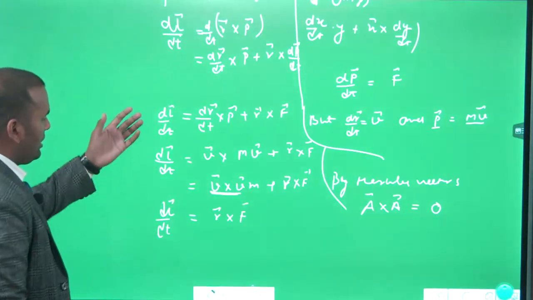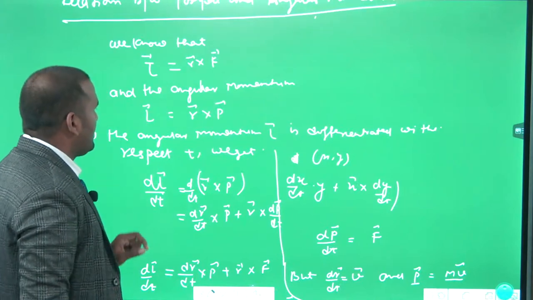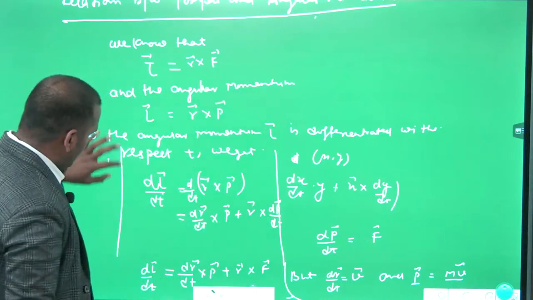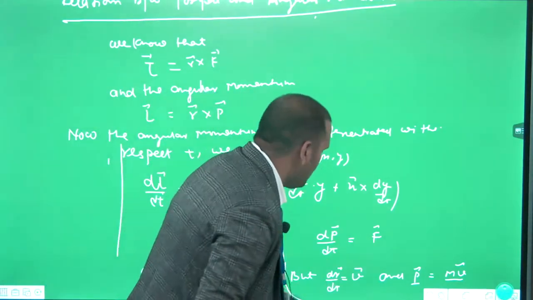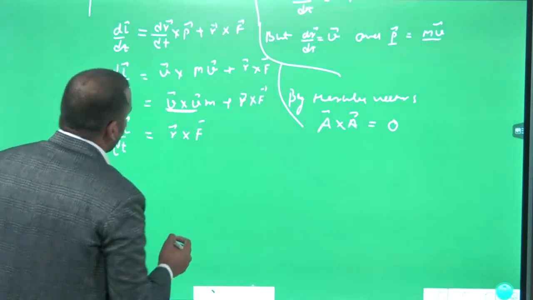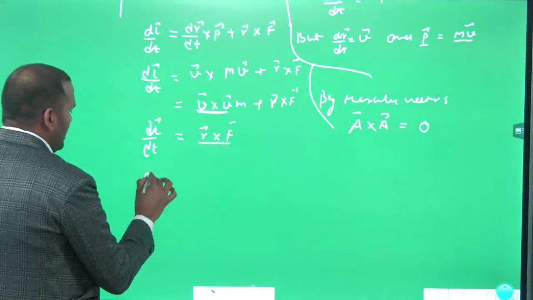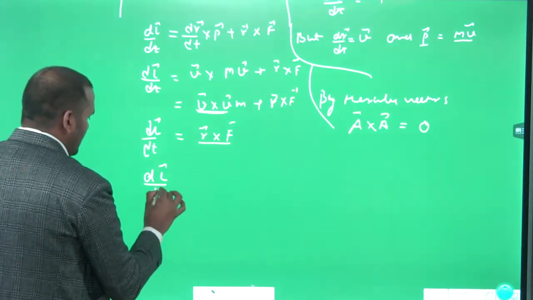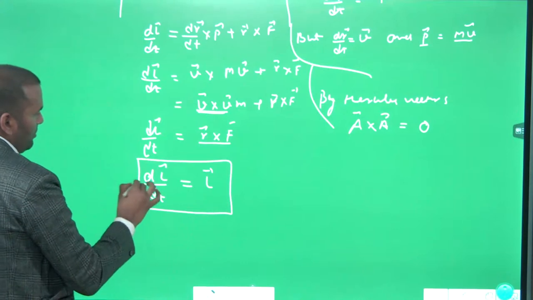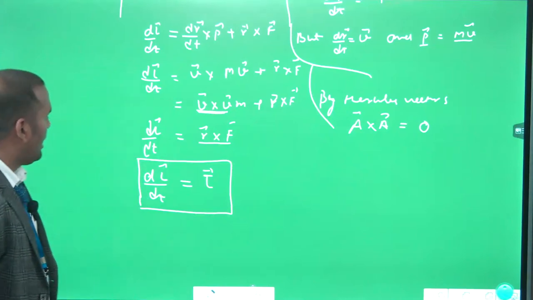From the above equation, we see that tau is equal to r vector cross F vector. Then we put the value, and we can write tau vector. So dL vector upon dt is equal to tau vector. This is the exact relation between angular momentum and torque.